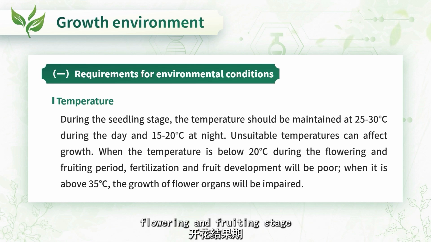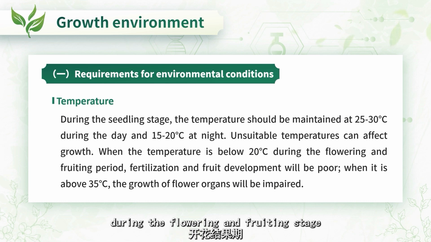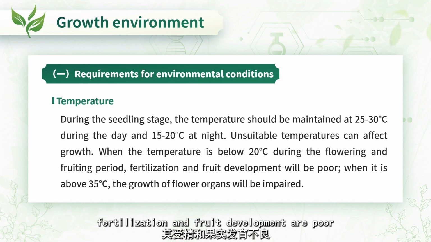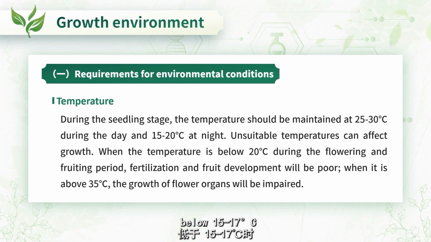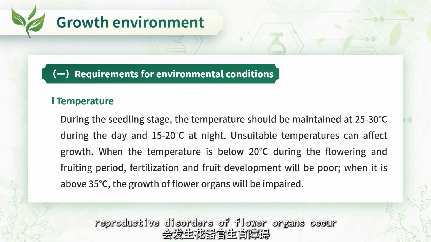Flowering and fruiting stage. Eggplants have more strict temperature requirements during the flowering and fruiting stage. Below 20 C, fertilization and fruit development are poor. Below 15-17 C, growth and development are hindered, and flower drop is severe. Below 13 C, growth basically stops. At 0-1 C, frost damage occurs. Above 35 C, reproductive disorders of flower organs occur.